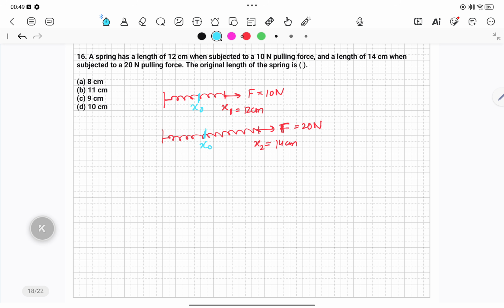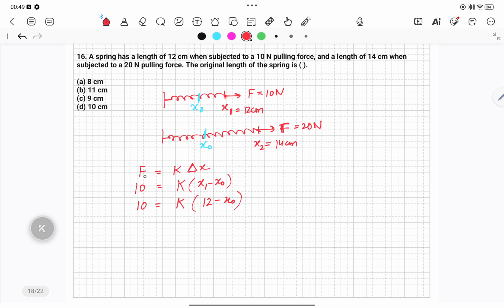So for spring 1, force is equal to k into change in length. So we will put the value of force, that is 10, is equal to k into change in length, which will be x1 minus x naught. So this will be equal to 10 equals k into x1, that is 12 minus x naught. This is for the first force.